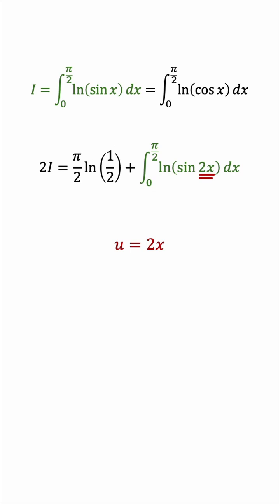If we use this substitution, then this pi over 2 will become pi. The original integral is from 0 to pi over 2, not from 0 to pi. So we cannot use this substitution right now. Instead, we'll use something creative which allows us to use this substitution itself. How can we do that?